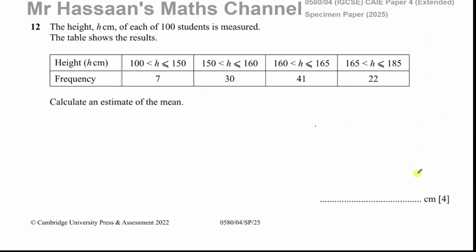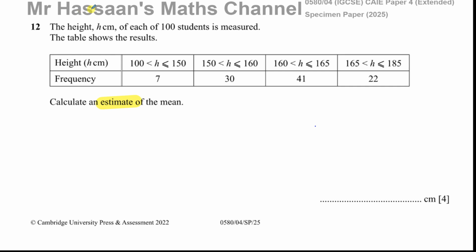Now, we don't have the original data with us, so we don't know exactly what the height of each of these students was. So I know 7 students were somewhere between 100 and 150 centimeters, but I don't know exactly what their heights were. That's the reason why we are not able to find the mean, and we have to calculate an estimate of the mean, because we don't know the actual heights of any of these students.